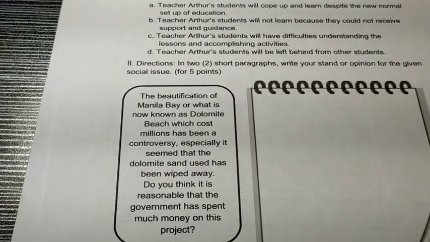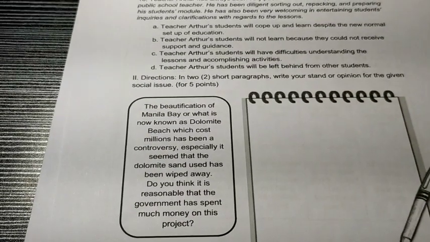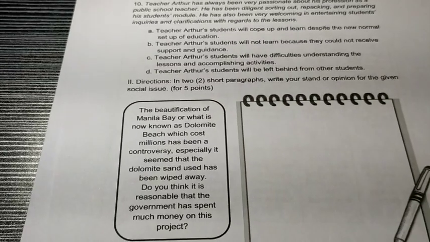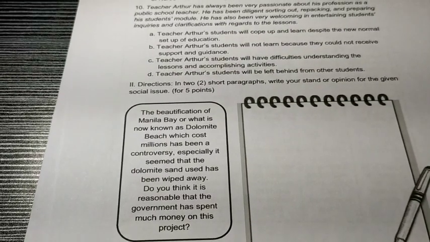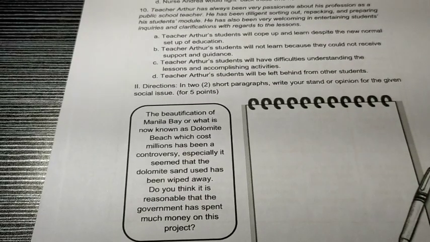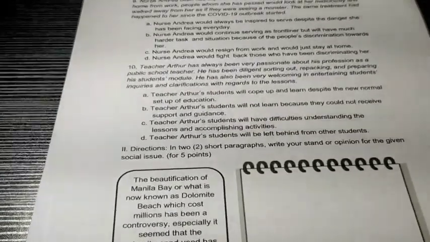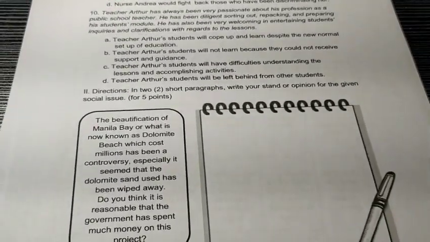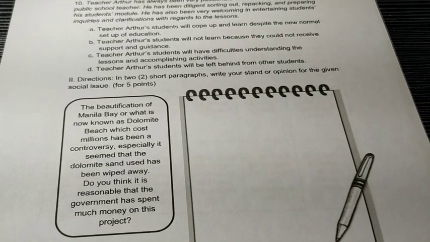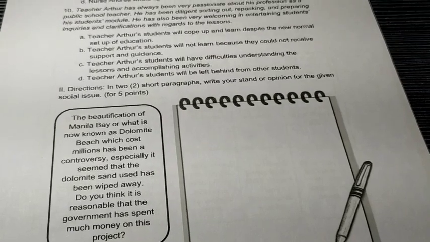The beautification of Manila Bay, or what is known as Dolomite Beach, which cost millions, has been a controversy, especially since it seemed that the Dolomite sand used has been wiped away. Do you think it is reasonable that the government has spent much money on this project? So for your own stand, you will use your own viewpoints, your own perception. It will be 5 points to complete the 15 points in the post-test.